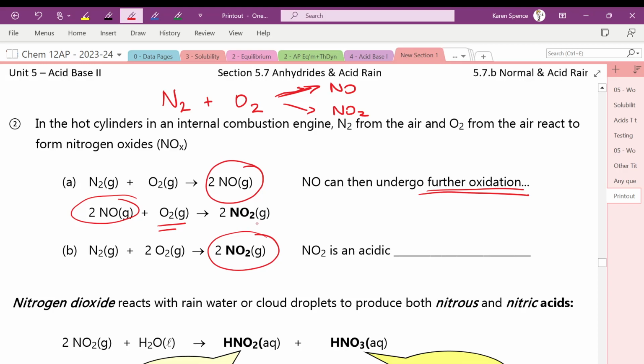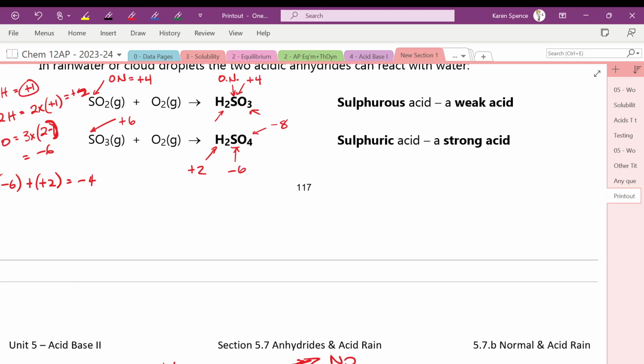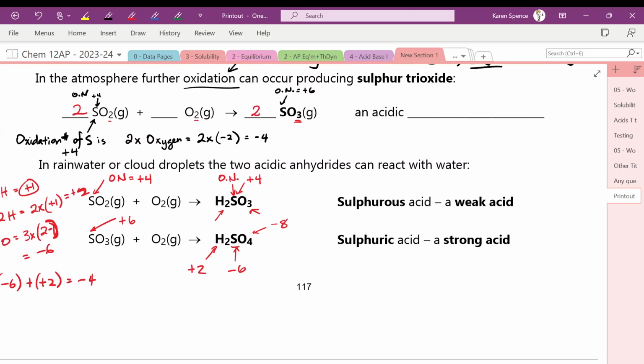So in cars, what's the primary thing we're making? NO2. What's the primary thing we're making from burning coal with sulfur in it? SO2. Yes? So NO2, SO2. And you can also get SO3. Okay?